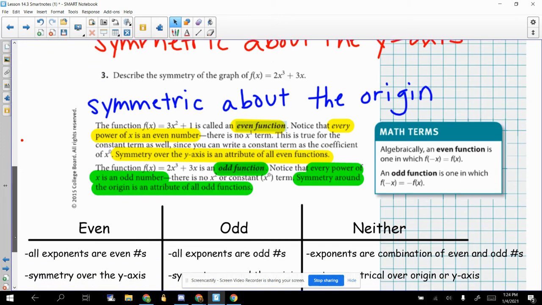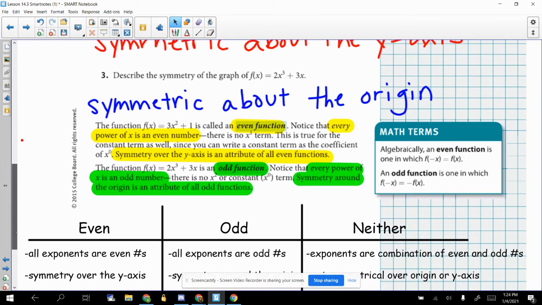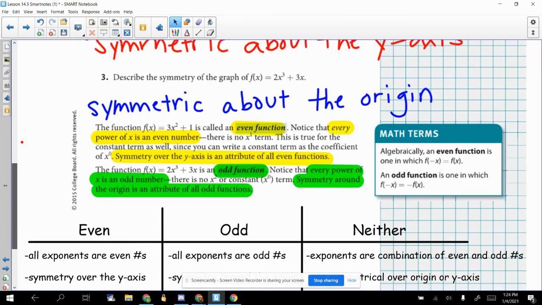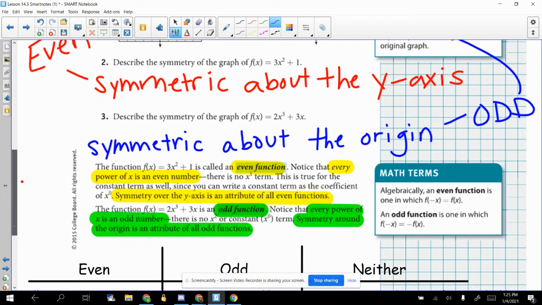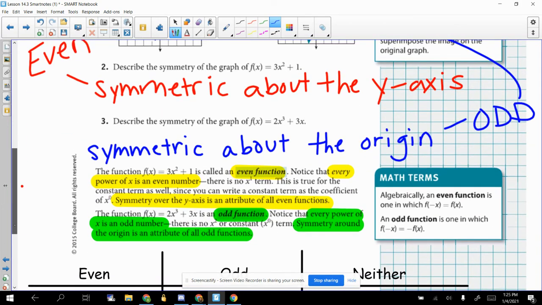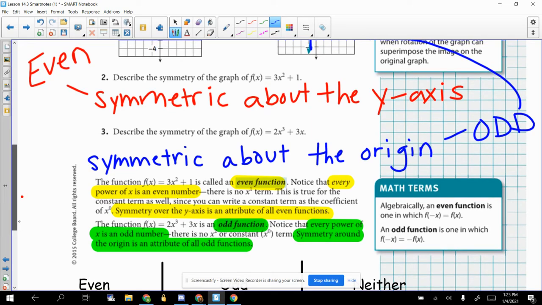Okay. So similarly, the function f of x equals 2x cubed plus 3x is an odd function. So we could go ahead and say now that this means odd. And that's going to be that one there. Okay. Notice that every power of x is an odd number. There is no x squared or constant x to the 0 term.